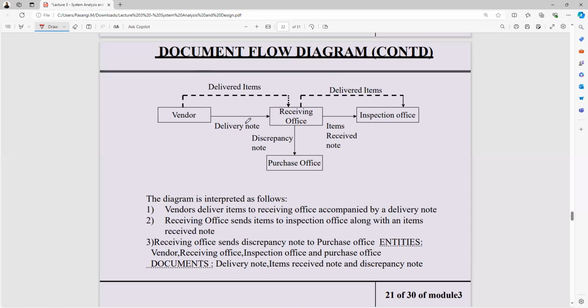So the vendors deliver the items to the receiving office accompanied by a delivery note, and also the receiving office sends items to the inspection office along with an items received note as well. Then, as the third one, the receiving office sends the discrepancy note to the purchase office. Then the entities are the vendor, receiving office, inspection office, and the purchase office. And we have the documents as delivery note, items received notes, and the discrepancy notes as well. That's how it is.